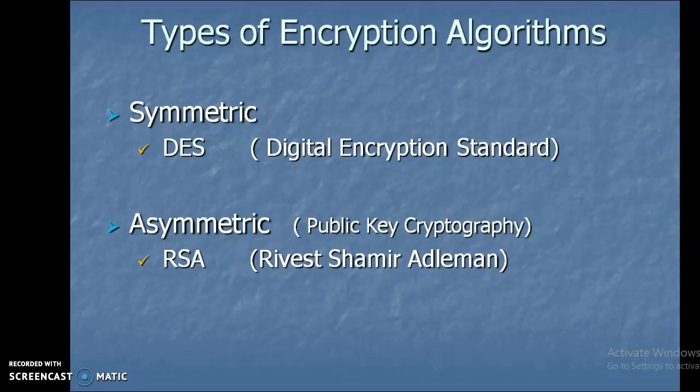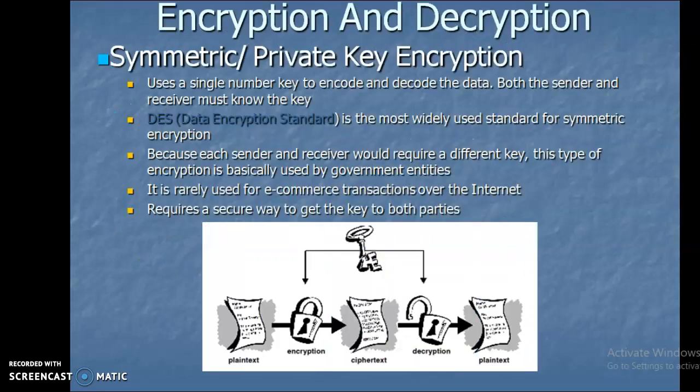The symmetric DES algorithm is there. The asymmetric RSA algorithm is there. So, symmetric: the DES algorithm, which we already saw in the last term, basically uses 64-bit plain text and a 56-bit key, and returns a 64-bit ciphertext. And it is a block cipher algorithm.